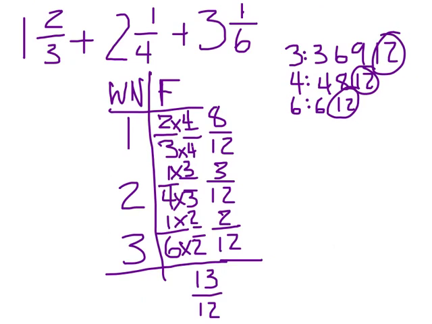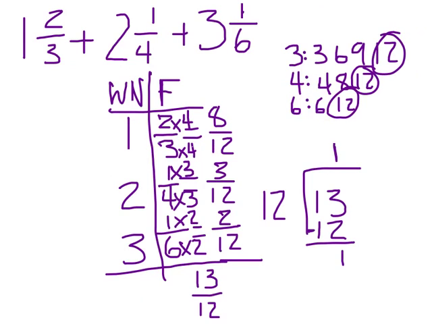Can that stay on the fraction side? No, it can't. I need to change it into a mixed number. Let's do that now. I divide 12 into 13. 13 divided by 12 is 1. 1 times 12 is 12. Subtract and I get a remainder of 1. What should I do with this 1? I need to put it on the whole number side. What's the fraction that I now have? It's 1/12.